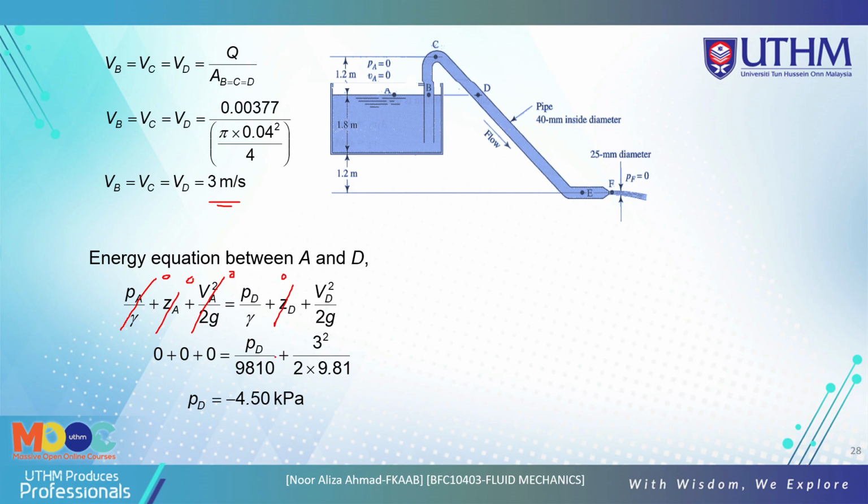So we only have the pressure at D and the velocity at D here. So we get the pressure at D is negative 4.50 kilopascal.